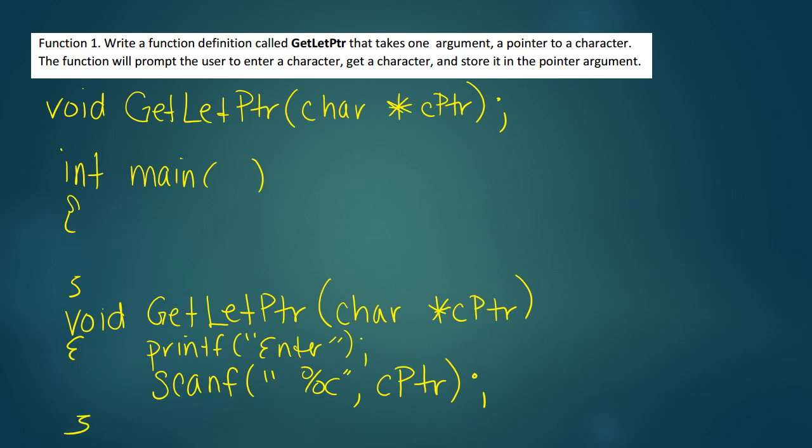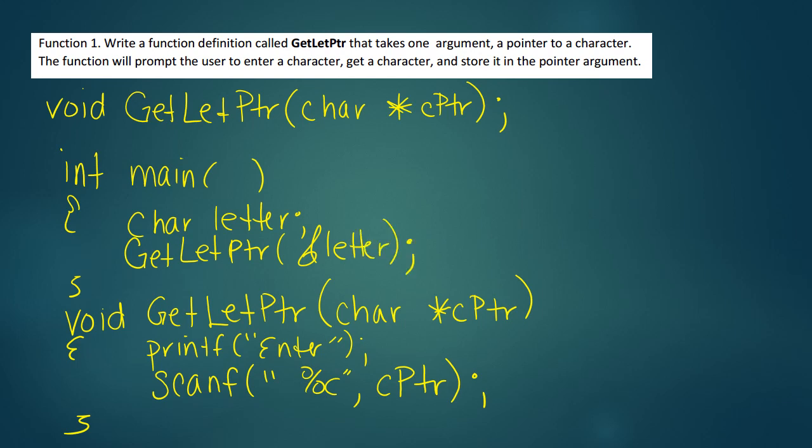And the function call from the main would be char letter, and you call getLetPointer and pass it address of, yes, that's an ampersand, letter. All right, so this is function 1, and if you were doing this on a test, of course you would put function 1 and function 2 both with the same main function, but since I don't have room, I'm going to do function 2 with a different main function.